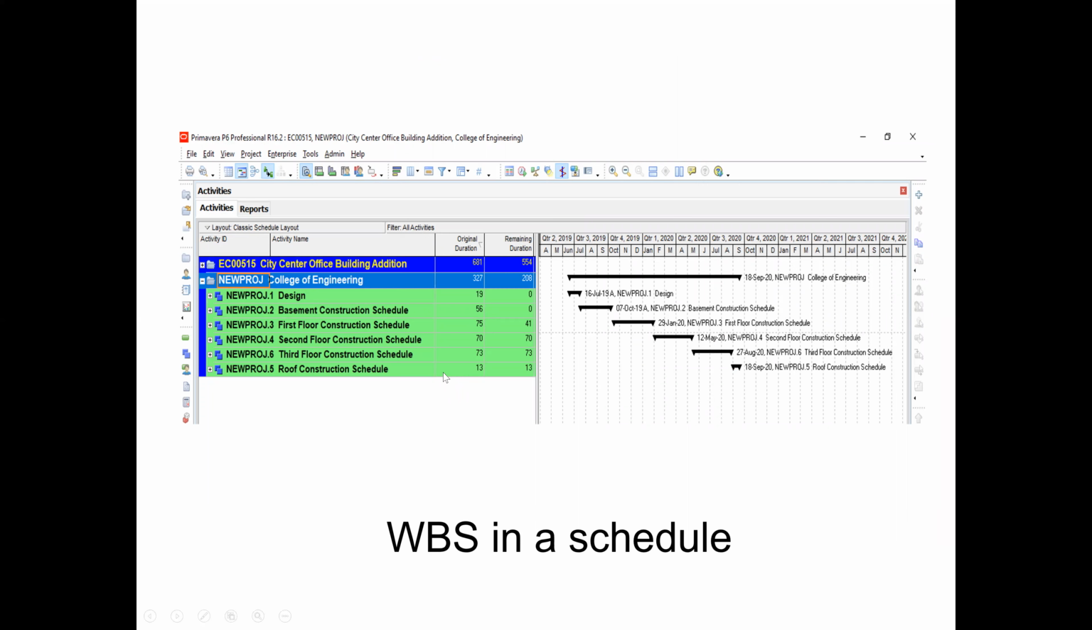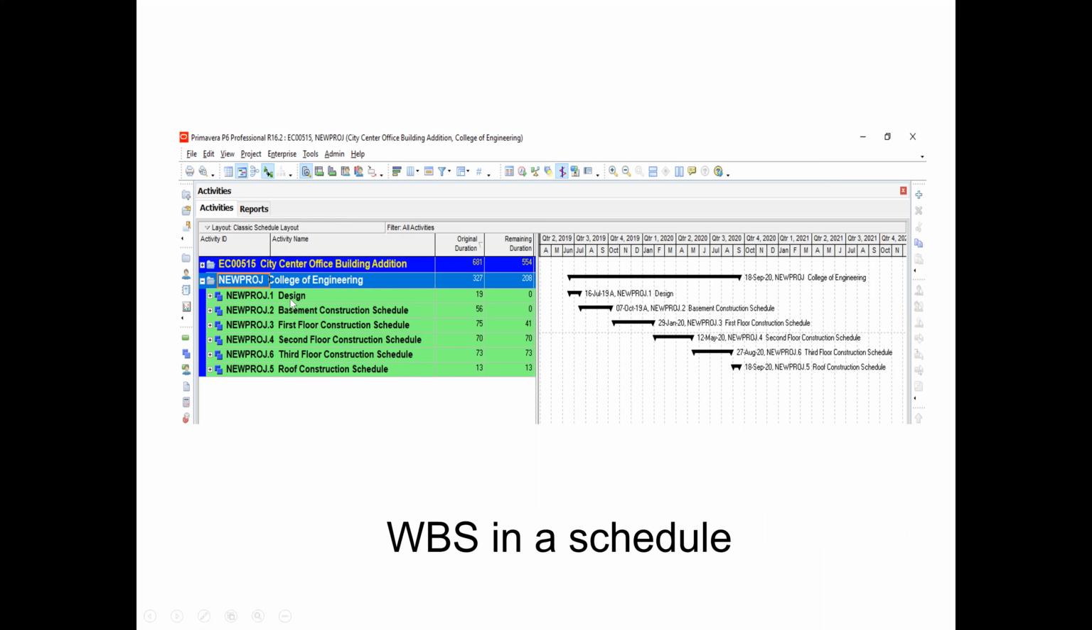Here, see, this is also another output from the Primavera. So, College of Engineering, they have the design, they have the basement construction schedule, they have the first floor construction schedule, second floor, third floor construction schedule, and roof construction schedule. So this is just showing the WBS.